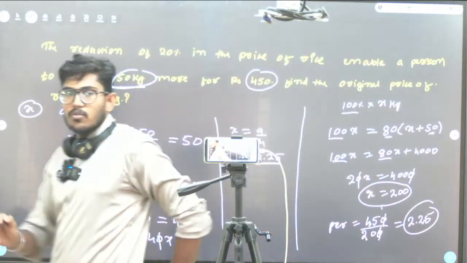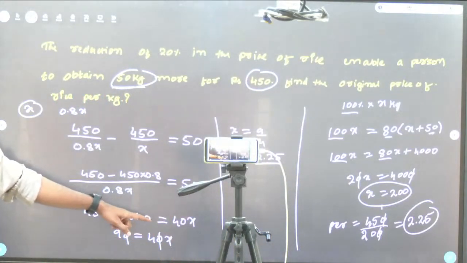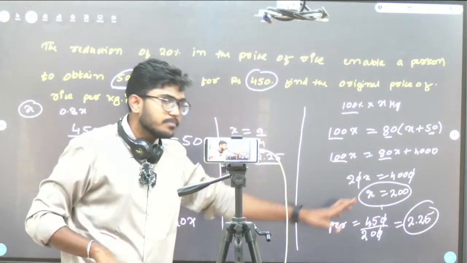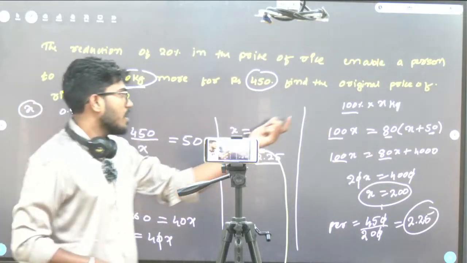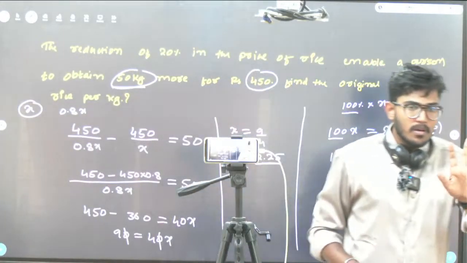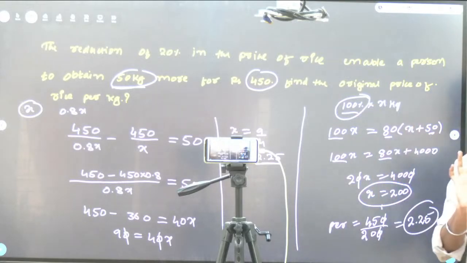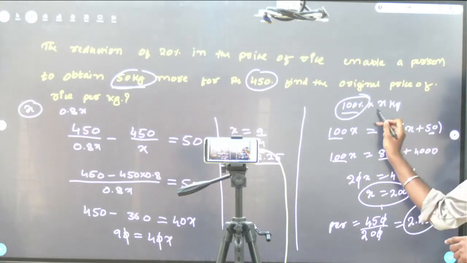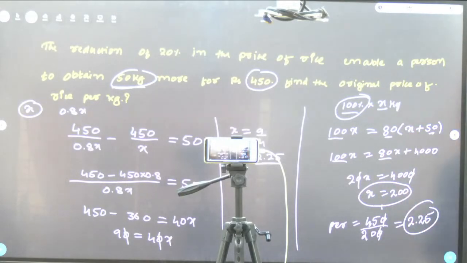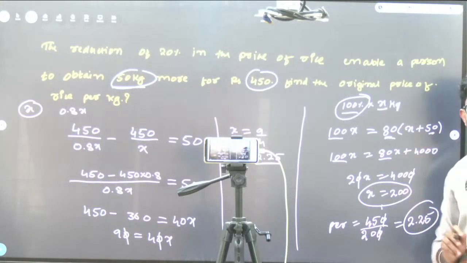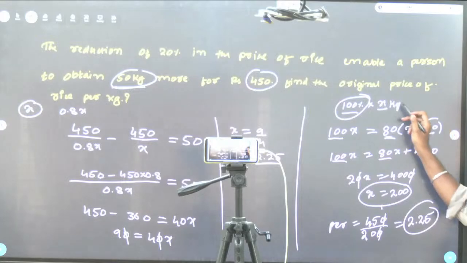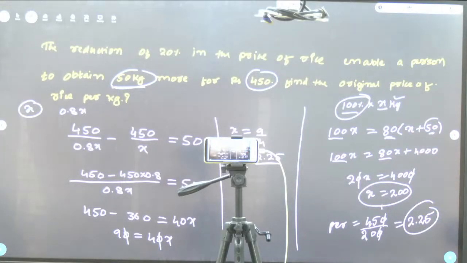If you do the first method, you take LCM and do that one. But in this one, you directly get the answer. First, initial 100% I am taking and x kg I am purchasing. Initial amount per kg is 100%, and I get x kg. Now when it is reduced by 20%, that means I pay 80% amount and get 50 kg extra. Earlier I got x, now I get x plus 50.